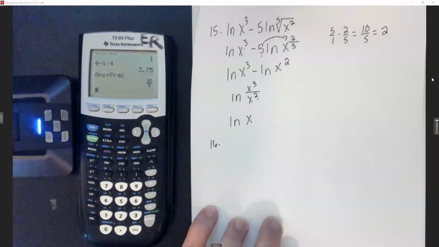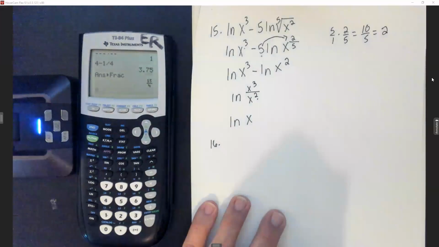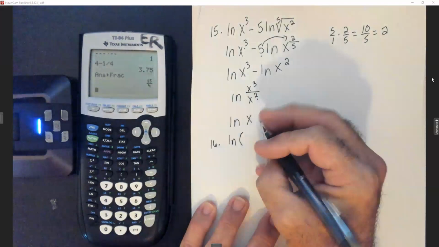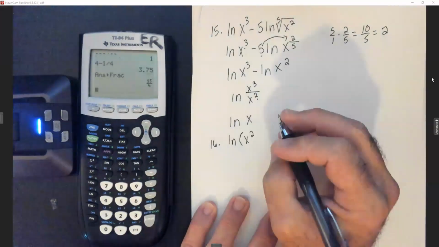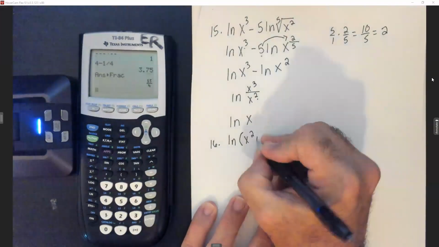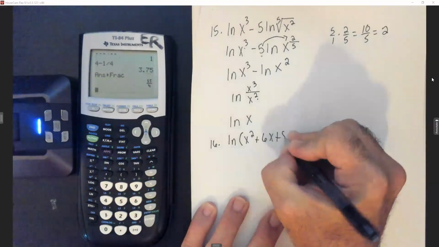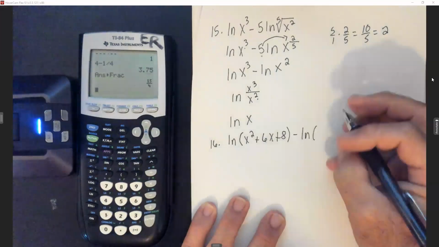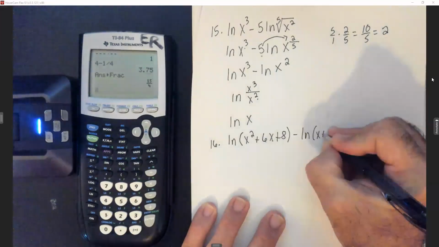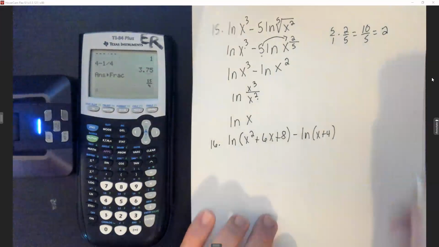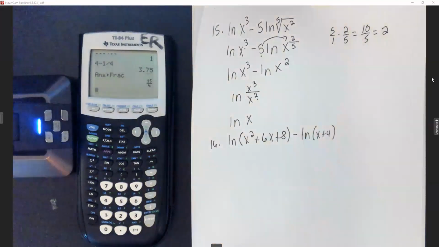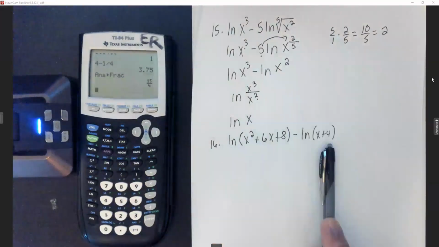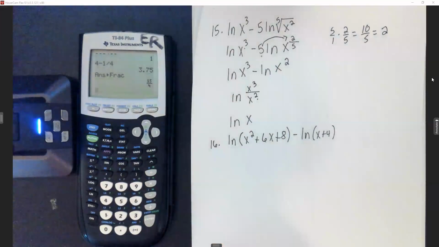All right, so now they're going to turn up the heat on you. ln, in parentheses, x squared plus 6x plus 8, minus ln x plus 4. So nothing I can do inside those parentheses, nothing I can do inside those parentheses. So I'm going to rewrite it as a single logarithm.